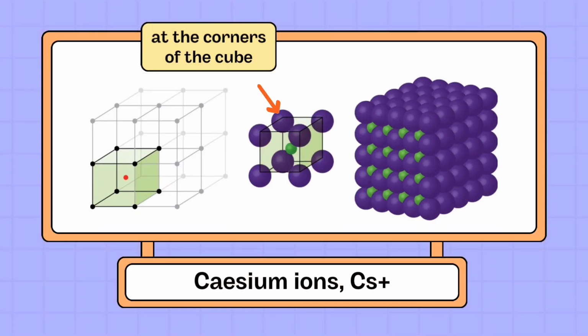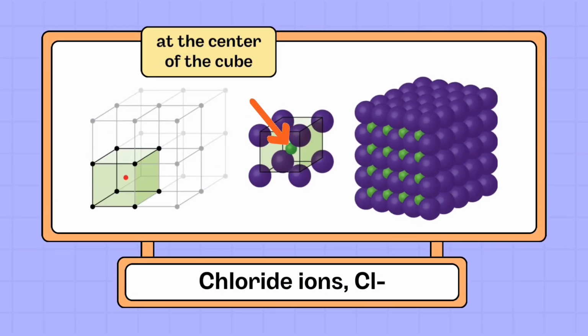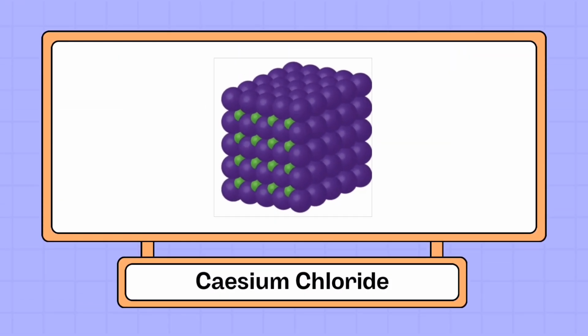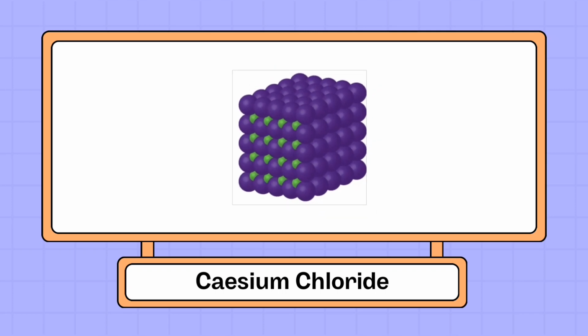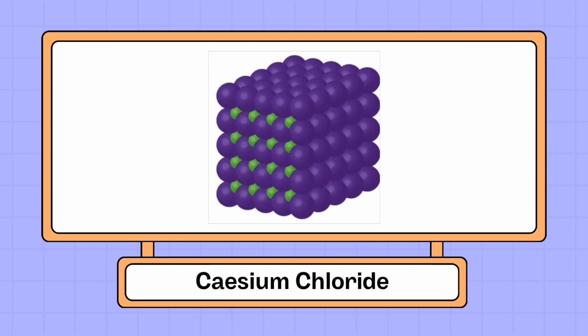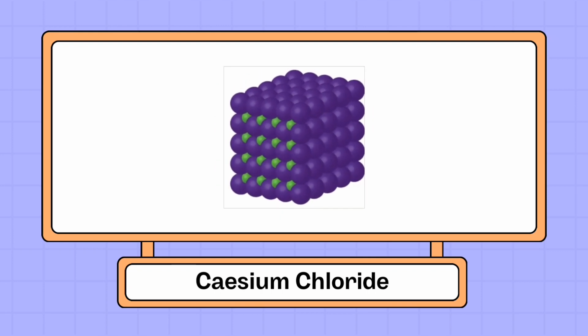Caesium ions are located at the corners of the cube. Each Cs+ ion is in contact with 8 chloride ions. Chloride ions are located at the center of the cube. Each Cl- ion is in contact with 8 caesium ions. In the crystal structure of caesium chloride, there are no octahedral or tetrahedral holes. The caesium chloride crystal structure is a primitive cubic arrangement, and the ions occupy the corners and center of the cube.